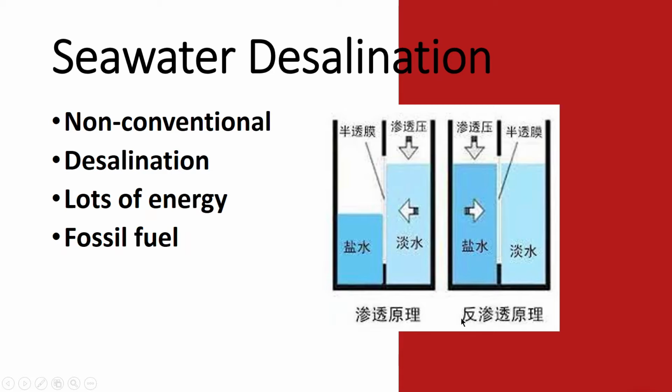This picture explains the osmosis principle and the reverse osmosis principle. The pressure will push the fresh water through the semi-permeable membrane to the salt water. This is the osmosis principle, and desalination uses the reverse osmosis principle. The pressure will push the salt water through the semi-permeable membrane into the fresh water for us to use.